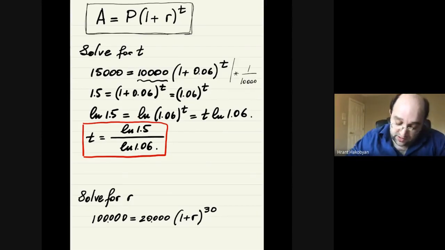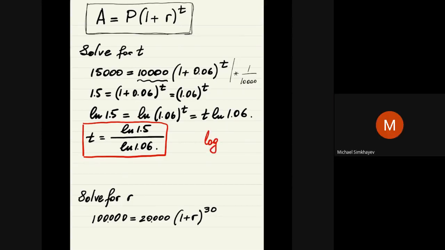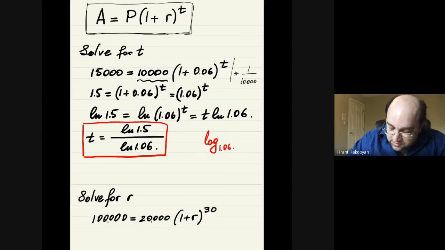What I could have done is I could have taken the logarithm with base 1.06, but you can do it with logarithm base e even if we don't have e. So that's how it's done here.